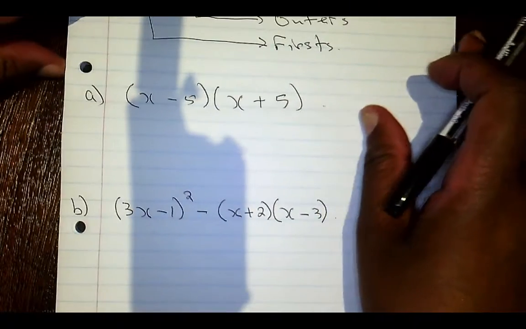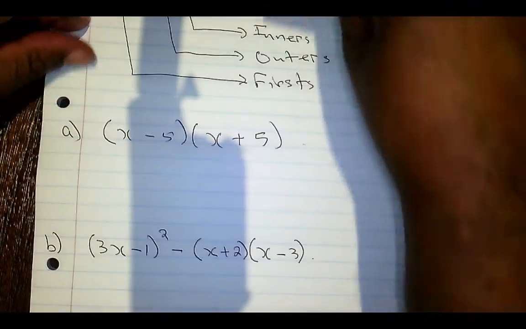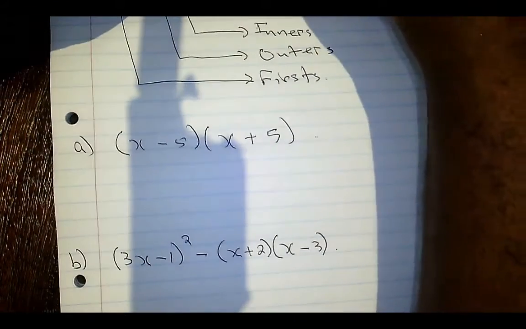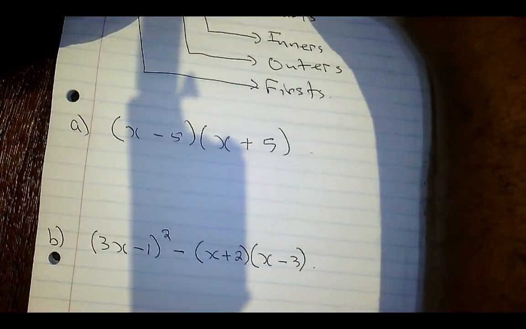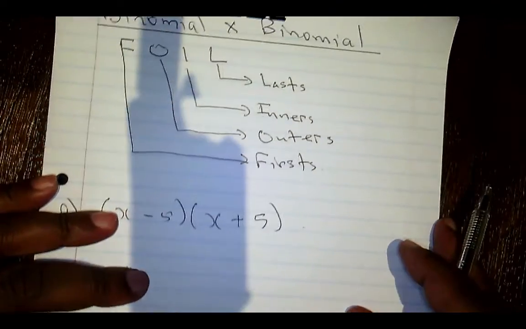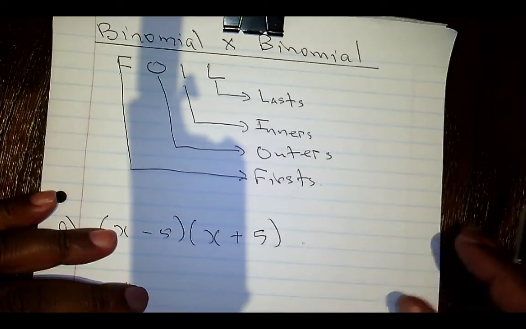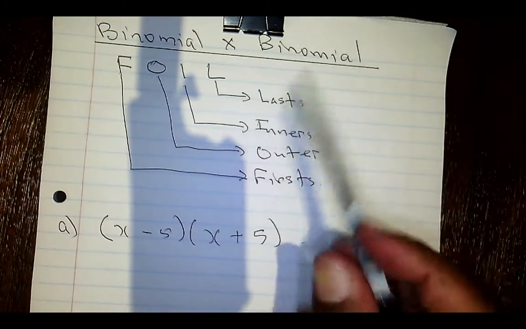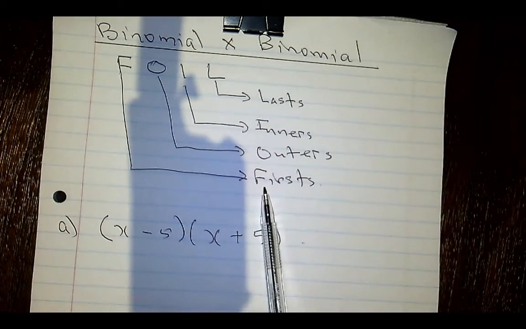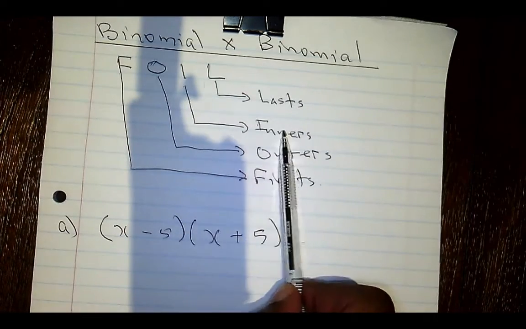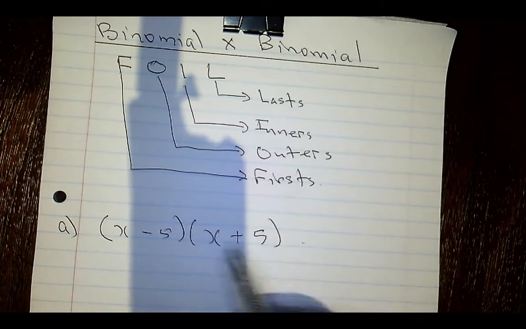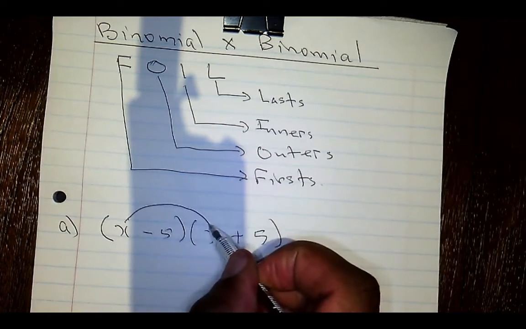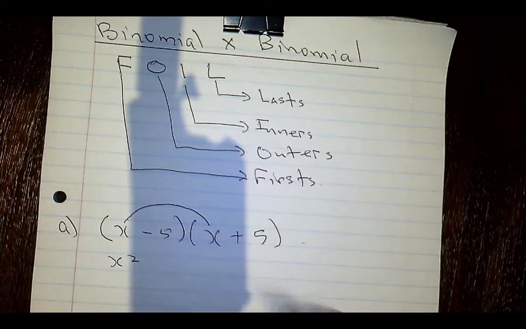Right, this is also revision. It's not new. Multiplying a binomial by another binomial. And that's where we use the popular FOIL. Just a reminder, F is for the firsts, O is the outers, I are the inners, L are the lasts. So if you take the firsts, this is the first and that is the first. So if you multiply the firsts, you get x squared.